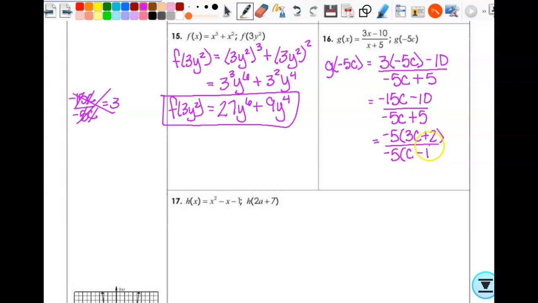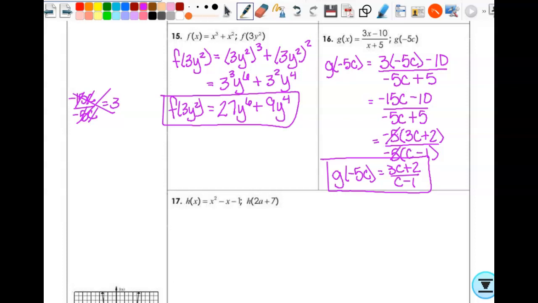Minus 1. Okay. Now, can I simplify this fraction? Yes, because I have basically one big term in the numerator, one big term in the denominator, and these are being multiplied. So I can knock those out, and I would get g of negative 5c equals 3c plus 2 over c minus 1. Okay?